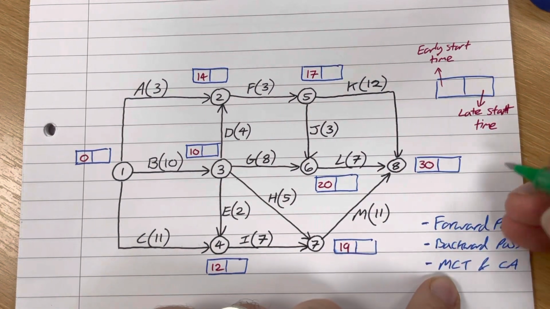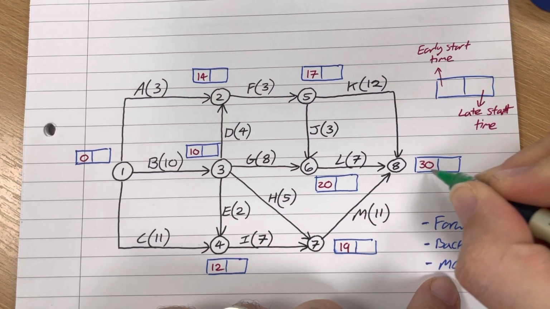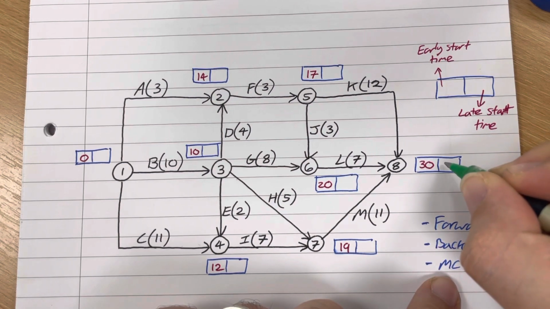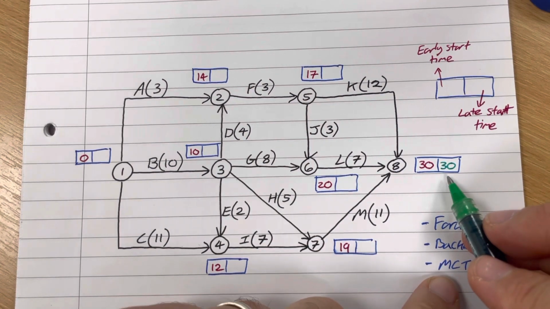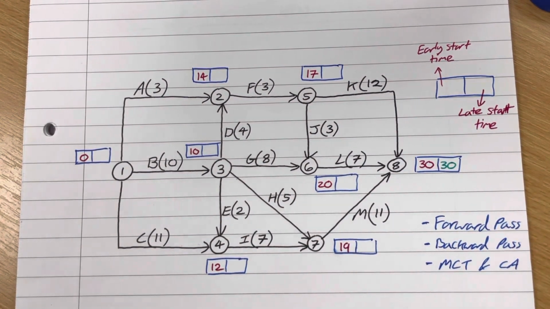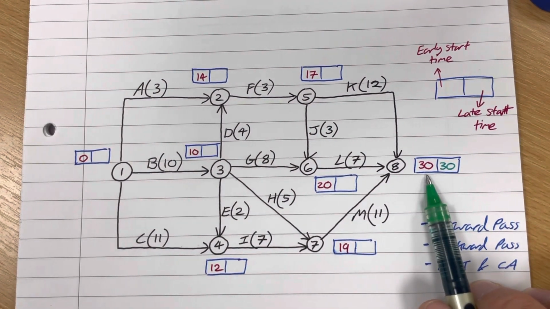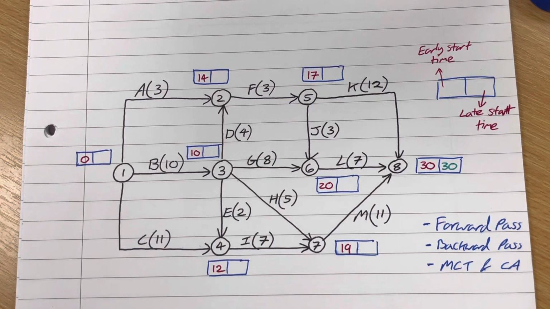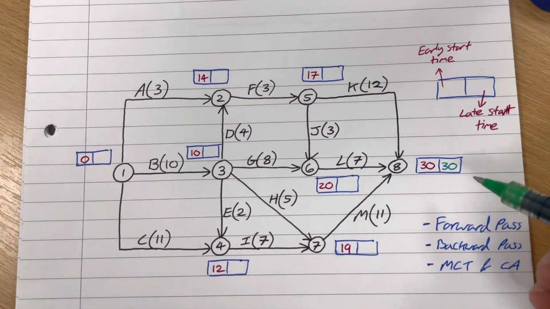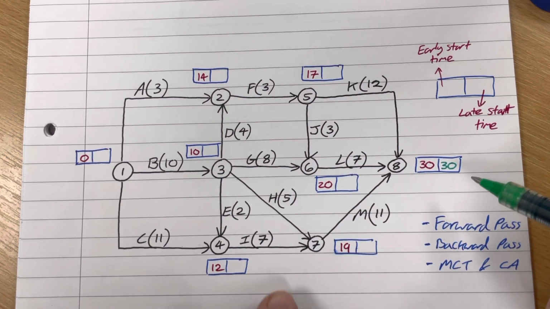But we do start the backward pass by duplicating the number from the early start time here across to the late start time there. Okay, so we want the whole project to be done in the minimum completion time. It takes a minimum of 30 days to complete the project. So therefore I want the latest time to be 30 as well, because then that locks in the whole project being done in 30 days. Okay, so work backwards through the network. Don't forget all the arrows are now reversed.